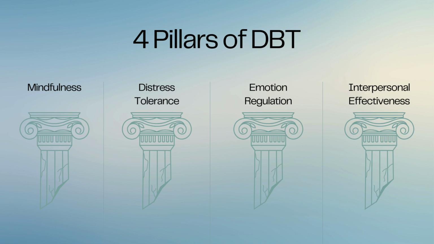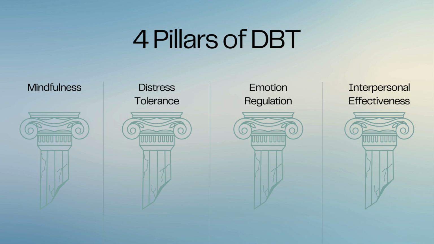And the fourth pillar is interpersonal effectiveness. The interpersonal effectiveness pillar is about developing skills to navigate relationships more effectively. This includes learning to assert needs, set boundaries, and maintain self respect in relationships, while also balancing the needs of others. These skills help clients build and maintain healthier, more fulfilling relationships.